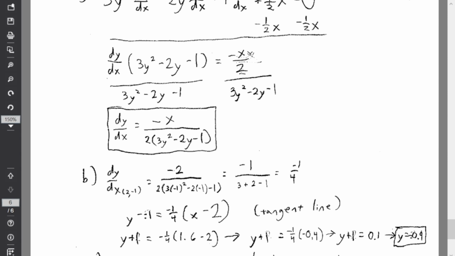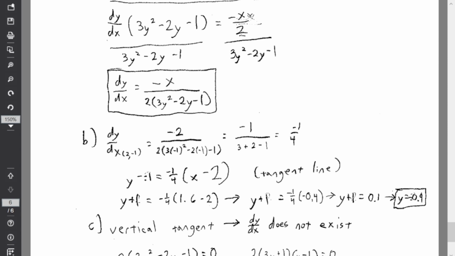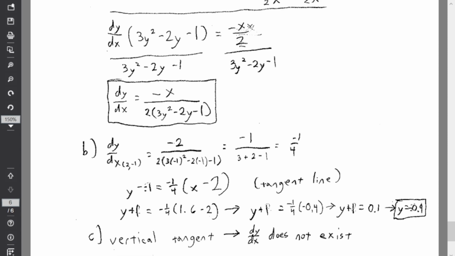Next is part C. We are asked: in the first quadrant, x greater than 0, y greater than 0, there's a point where the line tangent to the curve is vertical. So if we want the tangent line to be vertical, we're still asking about the derivative because it's talking about the tangent line. And if we want it to be vertical, let's think about that slope. In a vertical line, the slope is going to be undefined. So we want to know, where is the slope undefined? So we are going to look for where dy dx doesn't exist.